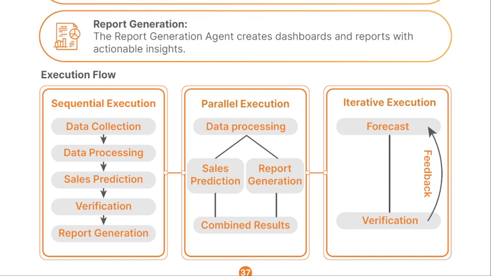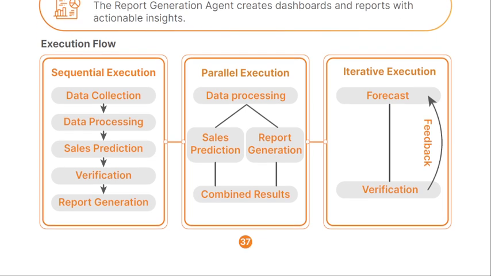Parallel execution: they perform sales prediction and report generation simultaneously. They execute tasks with the help of agents in parallel and combine the results. Iterative: they iterate for better results, with forecast, verification and feedback like that.